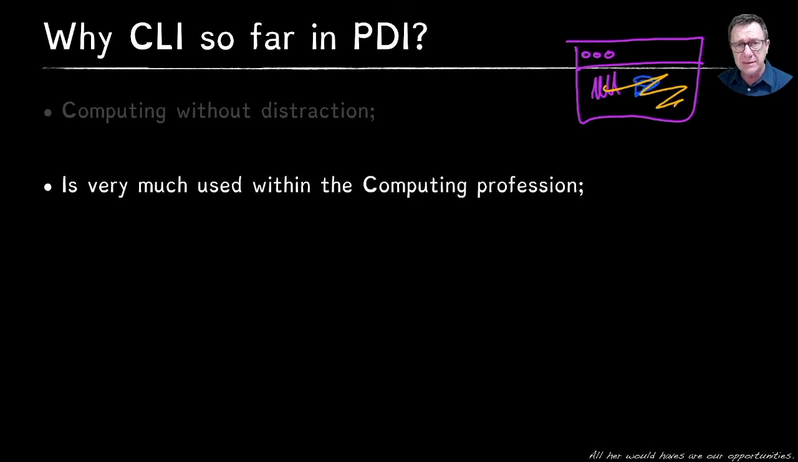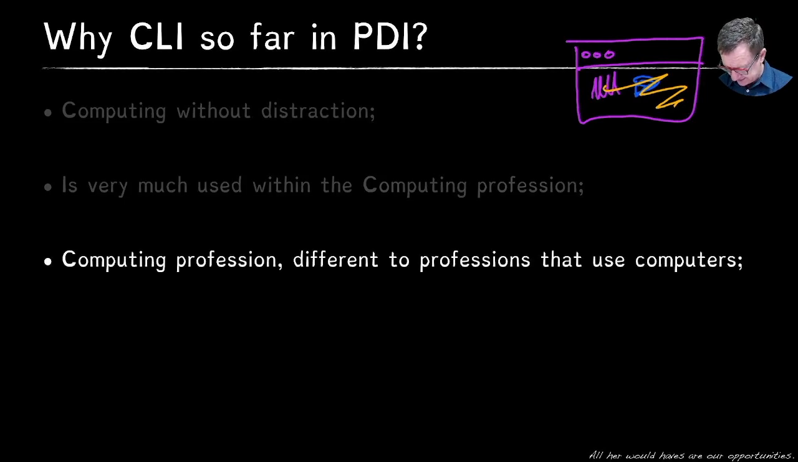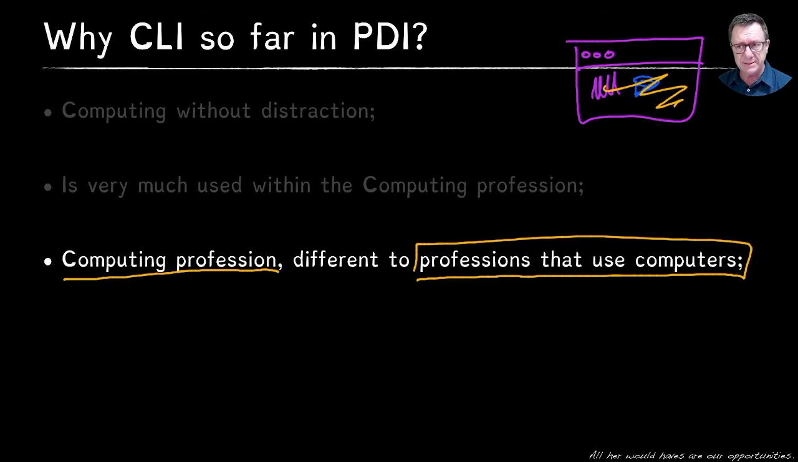The other thing is it's also a fundamental use from computer professionals, because we like to build automations, and the command line really allows us to do that. This is something that's important. Computing profession is different from those professions that use computers. So when I'm talking about the computing profession, I'm talking not that you use Microsoft Word or Apple Pages to do things, but that you're coding things up.